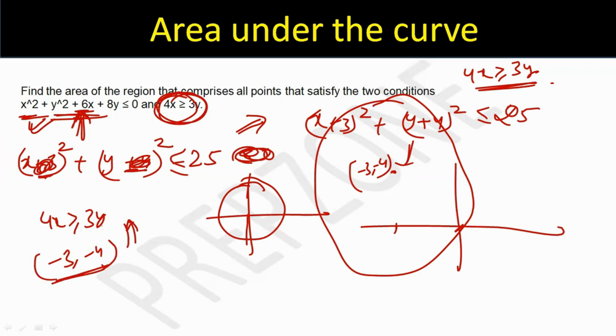Because if you put y equals to -4 and x equals to -3, it satisfies this equation. It is -12 and it is -12. So the center actually lies on this line, which means this line is nothing but the diameter, right? This line is nothing but the diameter, and this is what this line will be.